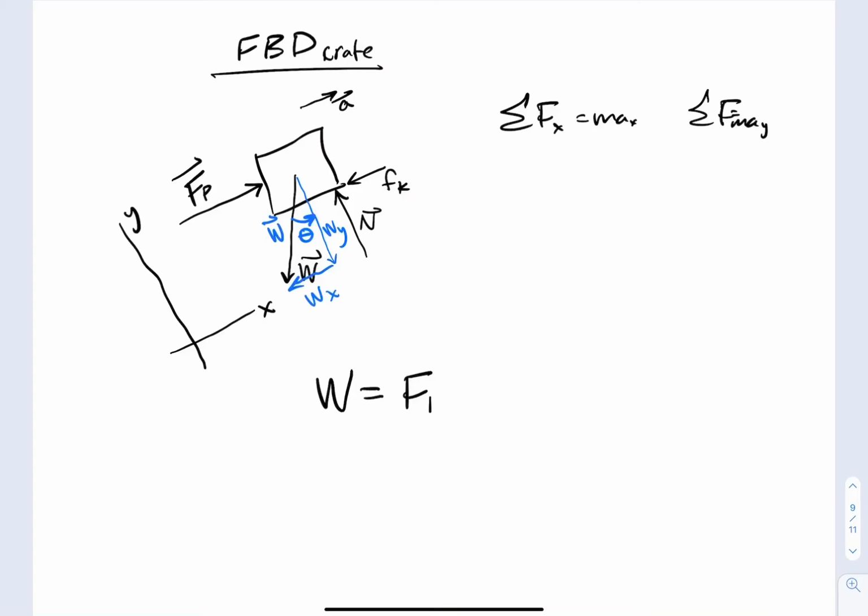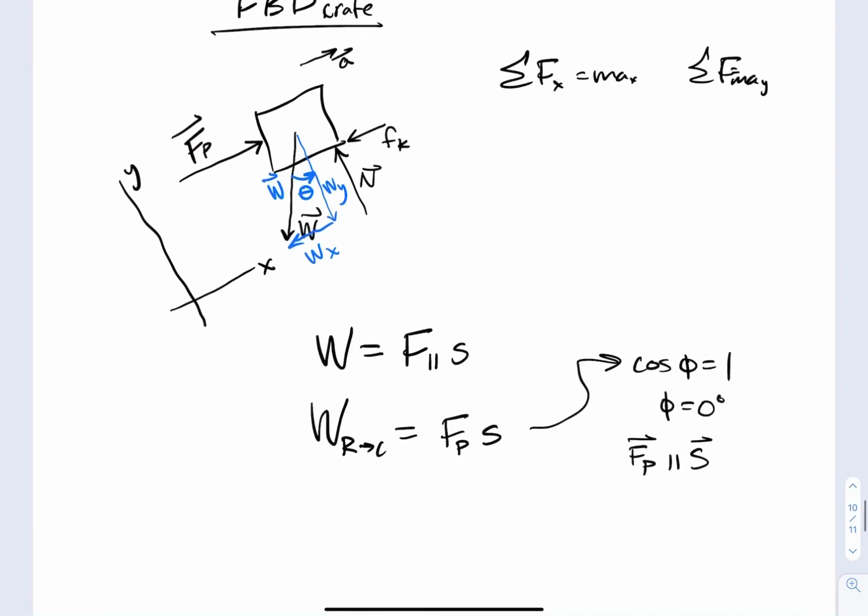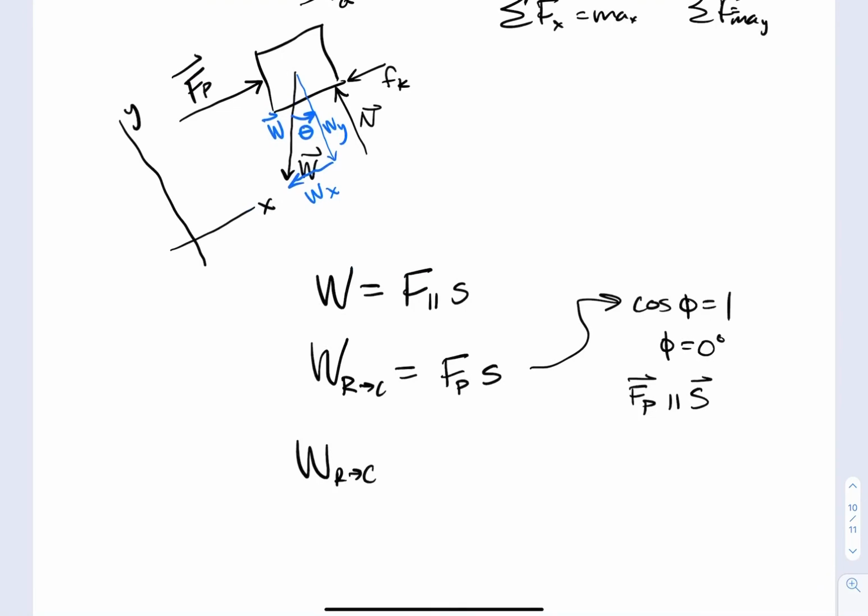So work is the force that's parallel to the displacement times the displacement. The work that Ryan does on the crate is the force of push times the displacement, and we could note cosine of phi is 1 because phi is 0 degrees because F_P is parallel to S. Oh, and that just means we could substitute in the values and be all done. 525 newtons times the 8 meters. And I think that gives us 4,200 newton meters.